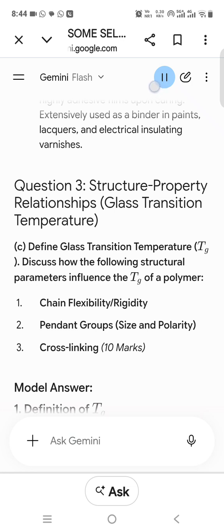Cross-linking. Cross-links introduce covalent chemical bonds between different polymer chains, anchoring them in place and severely restricting molecular freedom. As the cross-linking density increases, translational movement of segments becomes nearly impossible, causing a drastic increase in T_G, and in highly cross-linked thermosets, T_G may not even be observed before thermal decomposition.